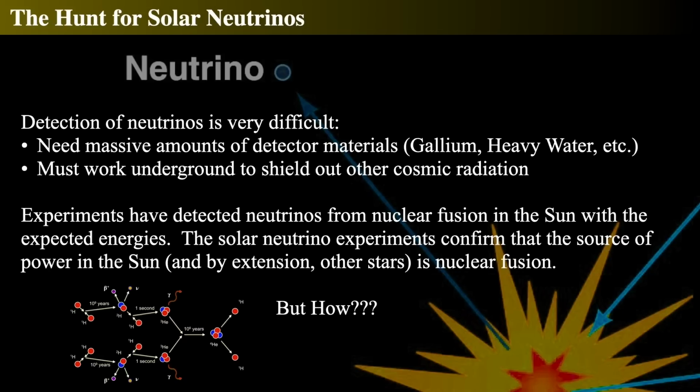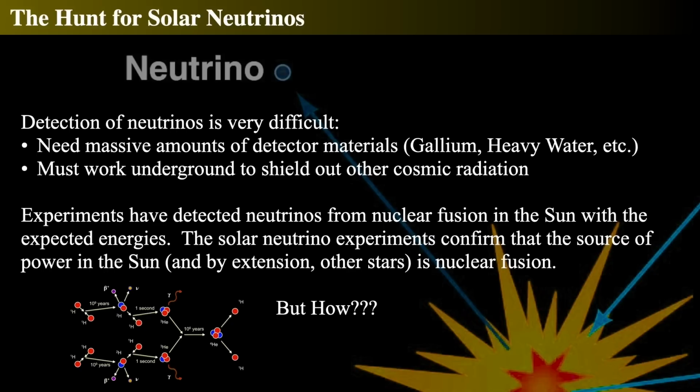So the hunt was on, but the detection of neutrinos is very difficult. Researchers understood that they needed to use a huge amount of some very heavy materials, such as gallium or heavy water, to provide a uniform material that's somewhat susceptible to interacting with neutrinos. And so this material would be placed deep underground because cosmic rays can cause interactions in the material, just like the neutrinos. And so the Earth itself has to be used as a shield.